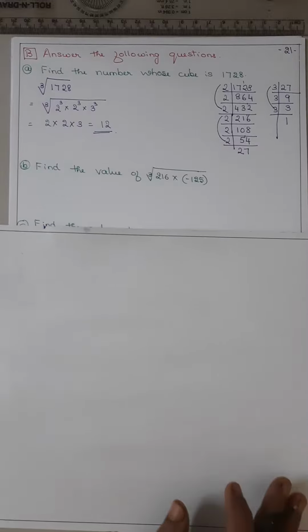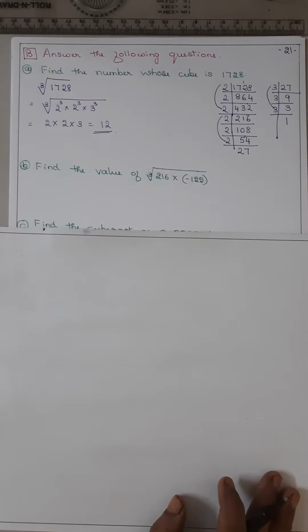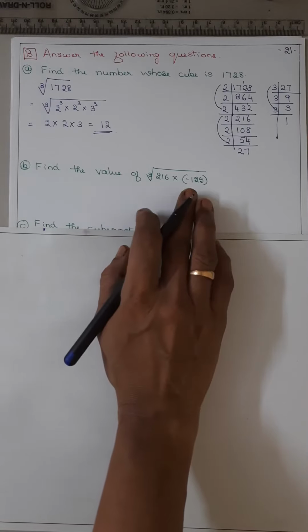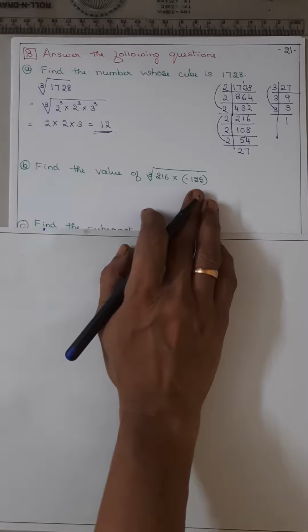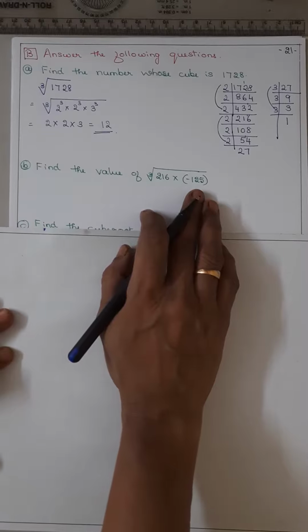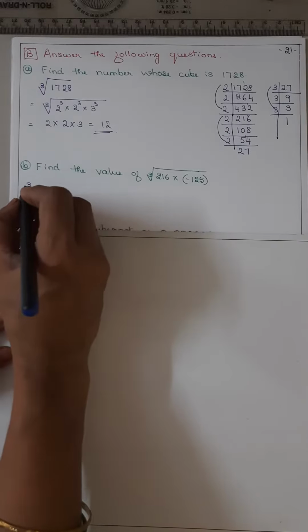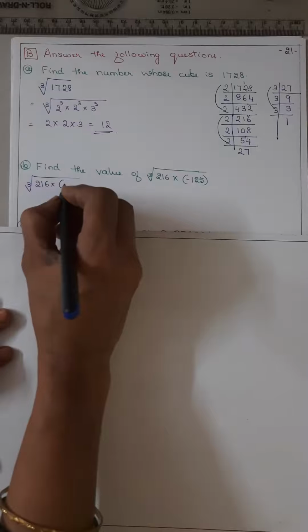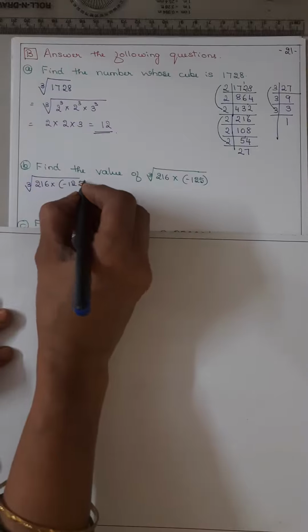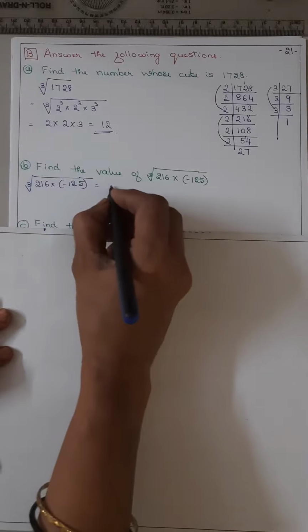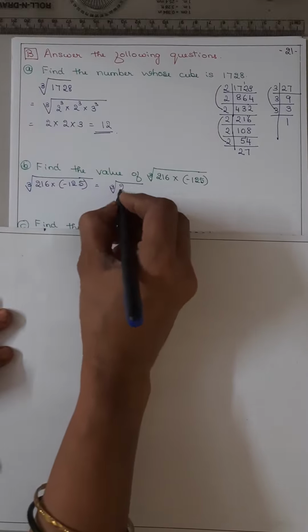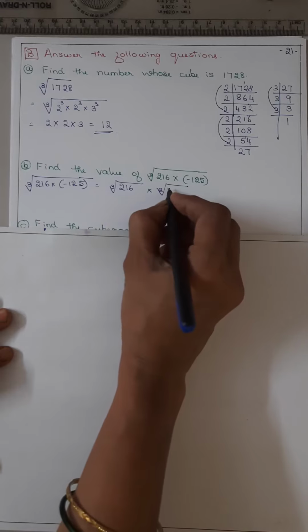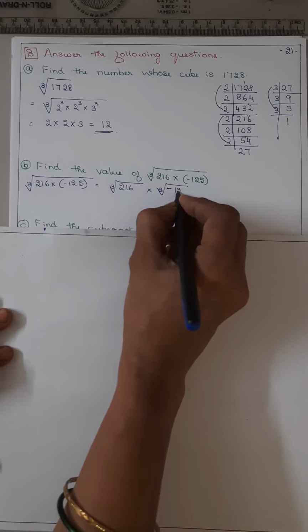Okay. Now coming to question number B. The cube root of 216 into minus 125. So what we have to do? Cube root of 216 into cube root of minus 125.